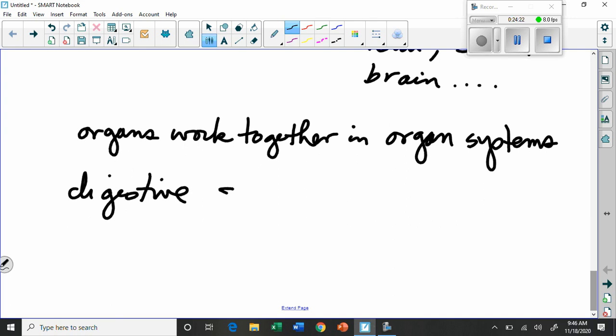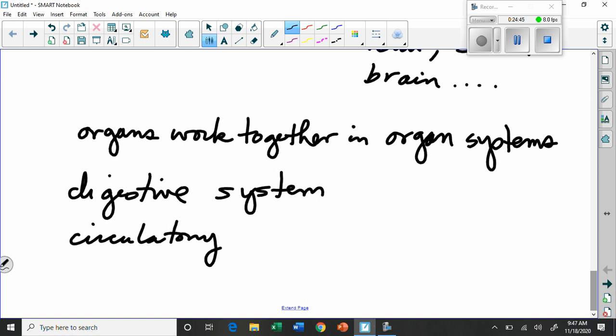The digestive system involves the esophagus, the stomach, the intestines and all its parts, the colon, the mouth, the tongue, the throat, the pharynx, and all those little organs form the digestive system. The circulatory system is a good example. It involves the heart, it involves the arteries, it involves the veins and capillaries, and all of the things that go along with that.